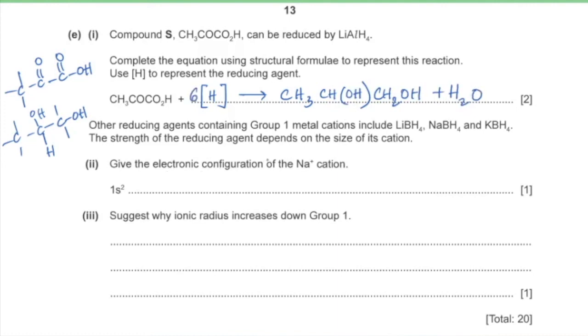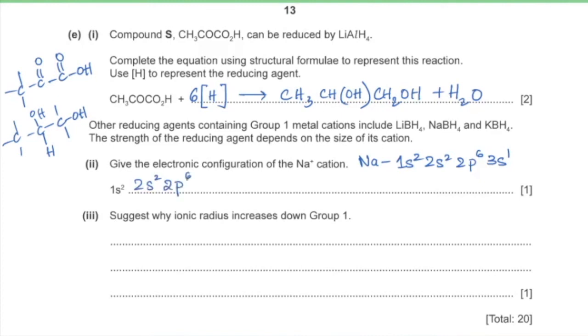Other reducing agents containing group 1 metal cations include LiBH4, NaBH4, and KBH4. The strength of the reducing agent depends on the size of its cation. Give the electronic configuration of the sodium cation. For the configuration of an ion, you should first write the configuration of its neutral atom. So the sodium neutral atom has an electronic configuration of 1s2, 2s2, 2p6, and 3s1. So that of the sodium ion would be, you'll be taking away 1 electron from the highest energy level, which is 3s. So 1s2, 2s2, and 2p6.